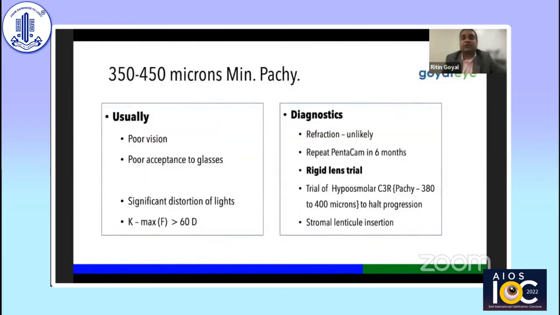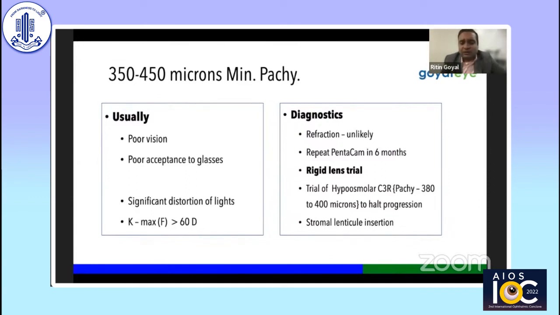350 to 450 microns of pachymetry. These are cases where vision is significantly poor. They have significant distortion of light, and refraction is very unlikely. We continue to do Pentacams just to rule out whether their keratoconus is progressing. Rigid lenses are most helpful in these cases because no refraction would really help these kinds of cases. Usually, a trial of hypoosmolar C3R can help stop progression in cases below 400 microns.